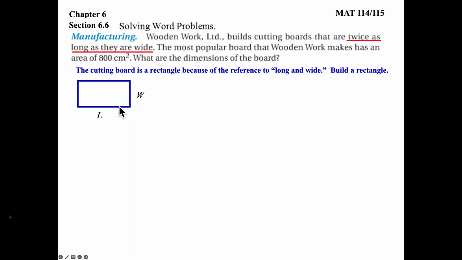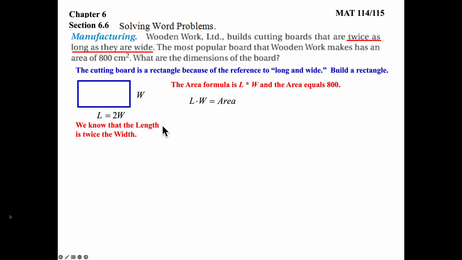Length times width, that's my area. Because the board is twice as long as it is wide, we know nothing about how wide it is, so keep the W, but the length is twice the width, so we write 2W. In my formula, I take out the L and put in 2W, and put the 800 in for the area. So 2W times W is 2W squared equals 800. We'll subtract over the 800 so it's equal to 0.